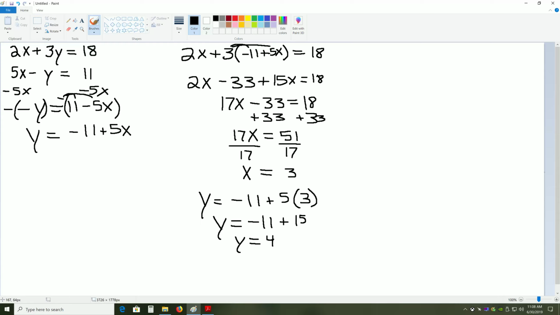If you plug 3 in for x and 4 for y and solve each equation, you will get the 18 and the 11. So for our final answer, remember that whenever you're dealing with a system of linear equations, the answer is always the point of intersection. In this case, it's the point x comma y, which means it's the point 3 comma 4.